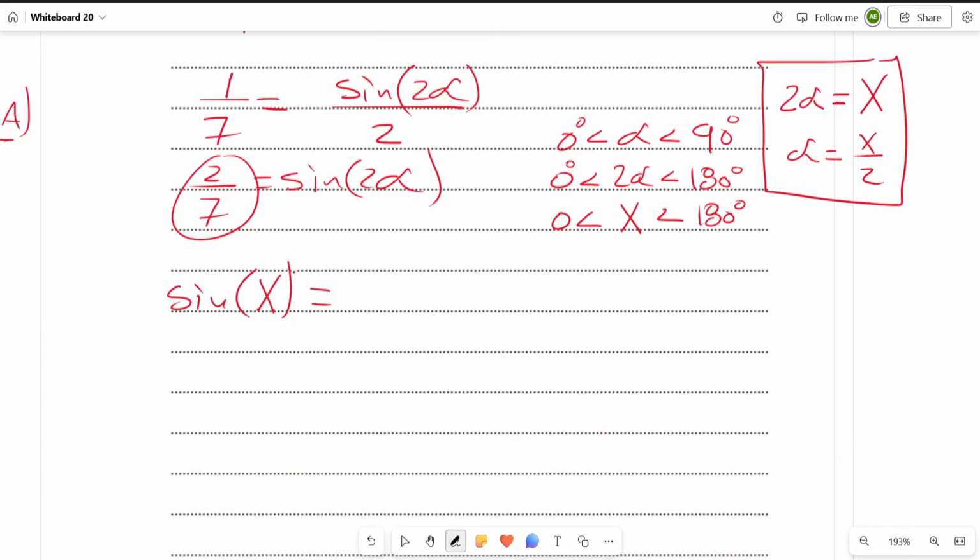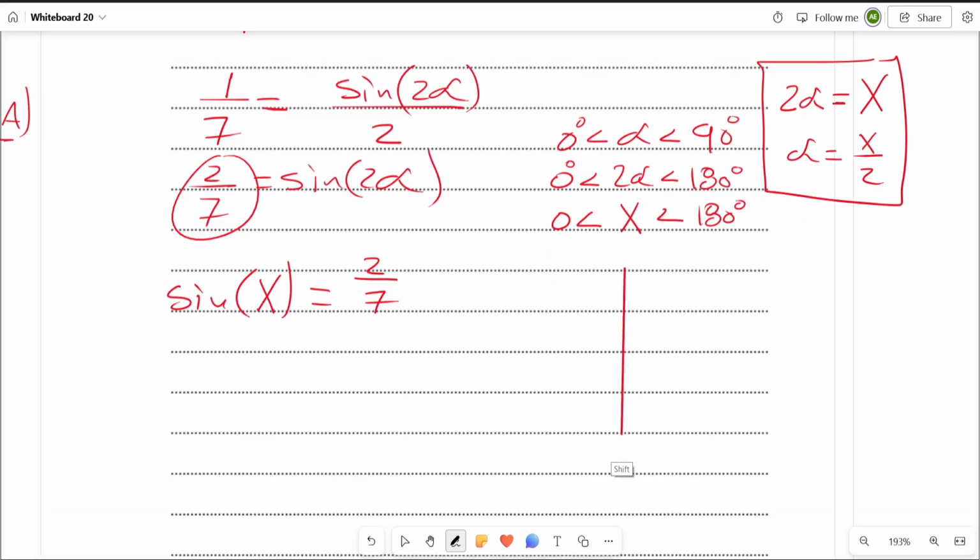All right, continuing, this is basically going to be equal to 2 over 7. Now I will need to solve within my range, and this is where the ASTC rule comes into play. And as I said, it's super important and good to know how to use it. So I'm going to go through it with you over here in this video.